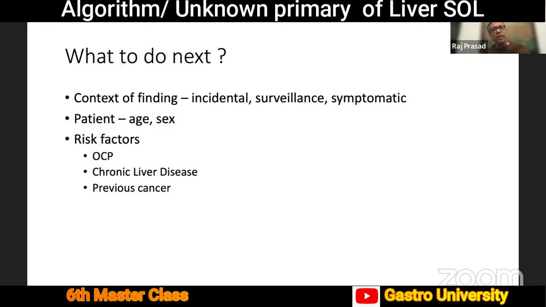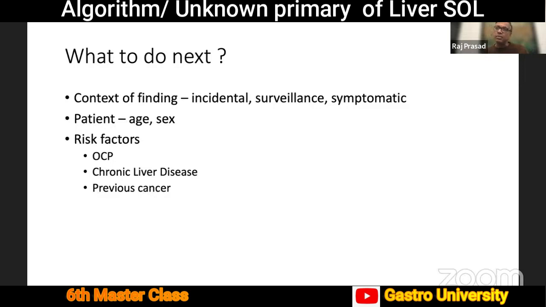So what do we do with a liver SOL? It depends on so many things, and I thought, how do I approach this in my clinic if my fellow or resident comes and says, this is what we have, what do we investigate? How do we investigate? And I think it depends on probably the 3 key things that come to my mind while I make the decisions. One is, what is the context of the finding of the liver lesion? Is it incidental, or is it something picked up on surveillance, or someone had symptoms?